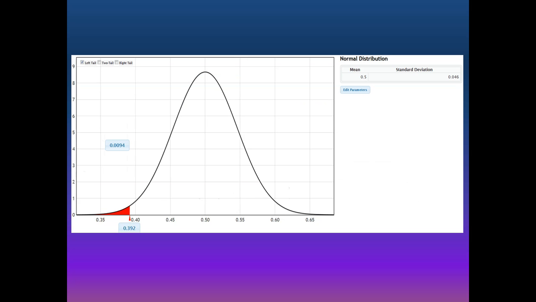There's the p-value that you'll get using the normal distribution with a mean of 0.5 and a standard deviation of 0.046. StatKey only takes the standard deviation to 3 places, so I couldn't type it in as 0.0456. Then the cutoff is still going to be the same. It's still going to be 0.392. And we end up with a p-value of 0.0094, which is pretty close to 0.011. Not identical, but those are pretty close to each other.